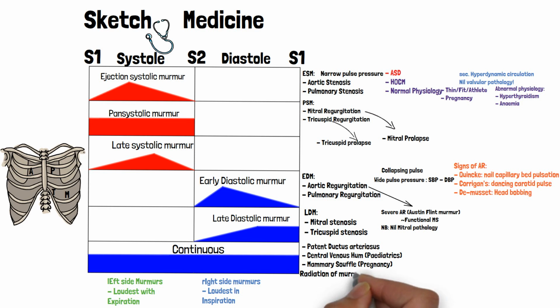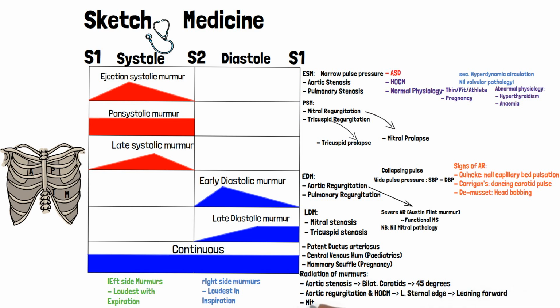Now with the radiation of murmurs, it's important to note that aortic stenosis radiates bilaterally to the carotids and best heard when the patient's leaning 45 degrees. You have aortic regurgitation and HOCM, which radiates to the left sternal edge and best heard when the patient's leaning forward. Mitral regurgitation radiates to the axilla and is best heard when the patient is lying in the left lateral position.